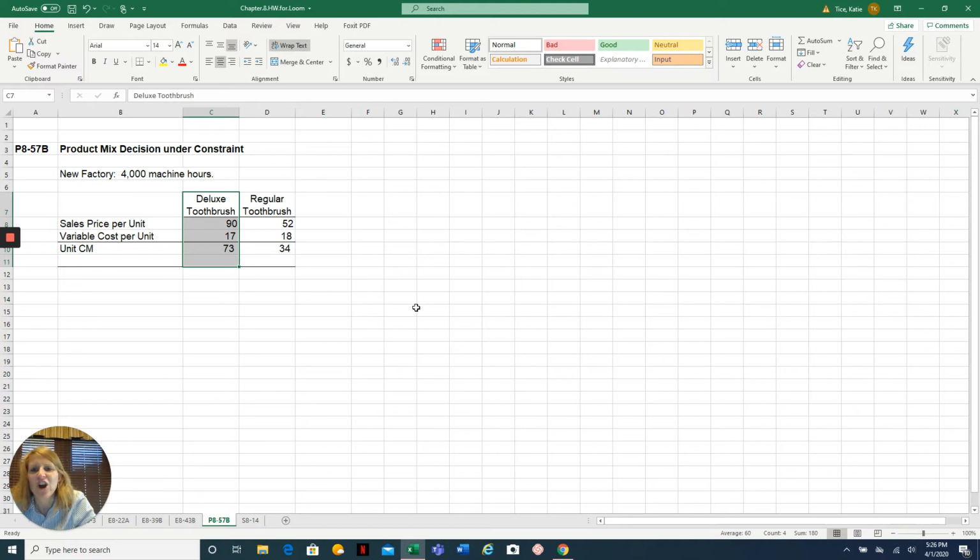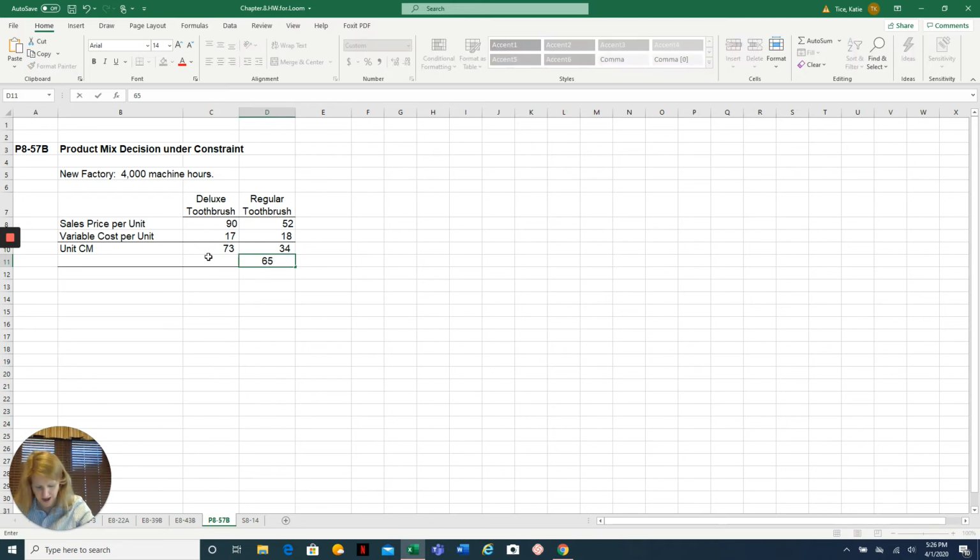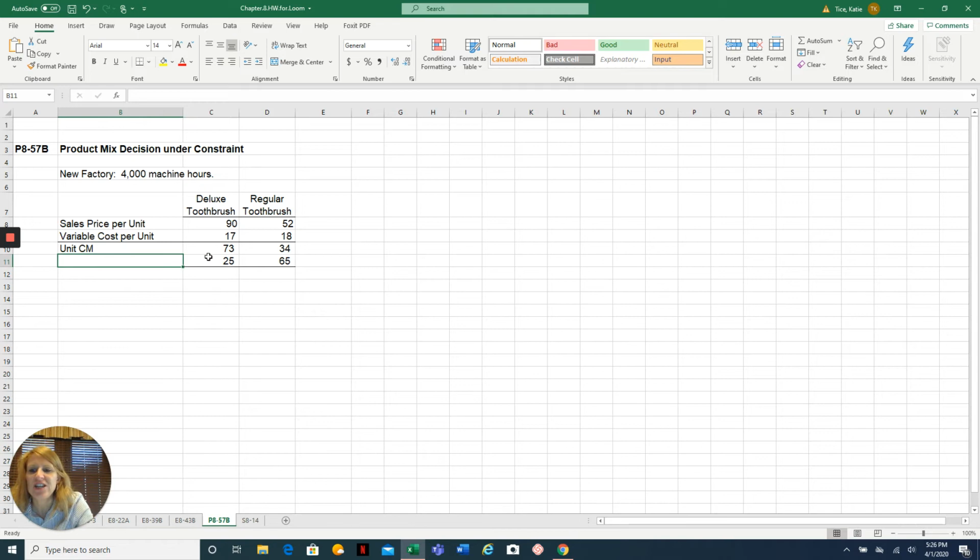But here's the thing, all things are not equal. In this case, the constraint is time. So the company is constrained by having 4,000 machine hours, and the problem tells us that the plant can manufacture either 65 standard toothbrushes or 25 deluxe toothbrushes per machine hour. So again, this would be units produced per hour. The thing that you'll notice here is we can produce a lot more regular toothbrushes each hour than we can produce deluxe toothbrushes.